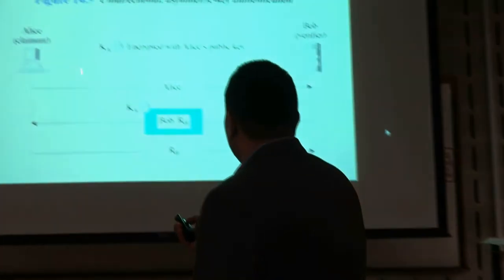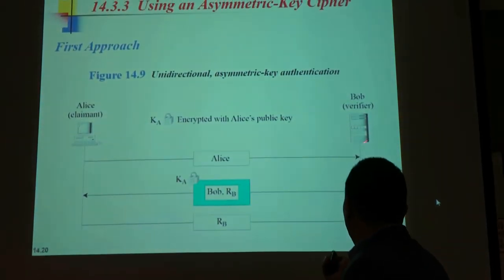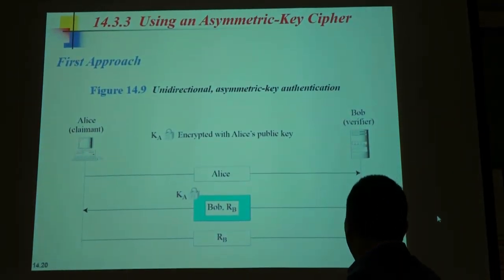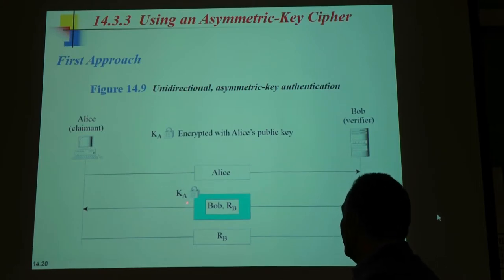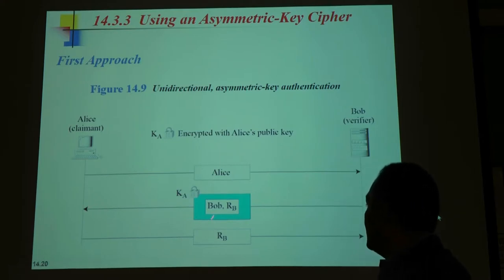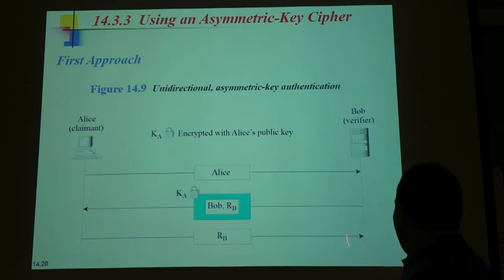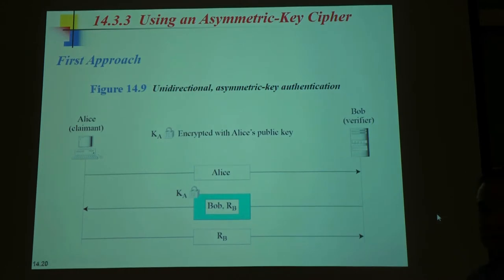Okay. So Alice would like to communicate with Bob. Bob says, let me verify you. Then Bob, using the public key of Alice, encrypts his name with a nonce. Alice will be able to read this because she has her own private key. Now she takes the RB and sends it back. If the received RB equals the one sent, then she is authenticated. Good?